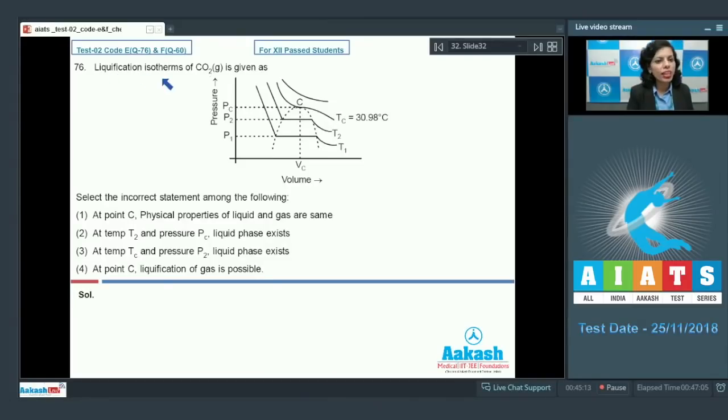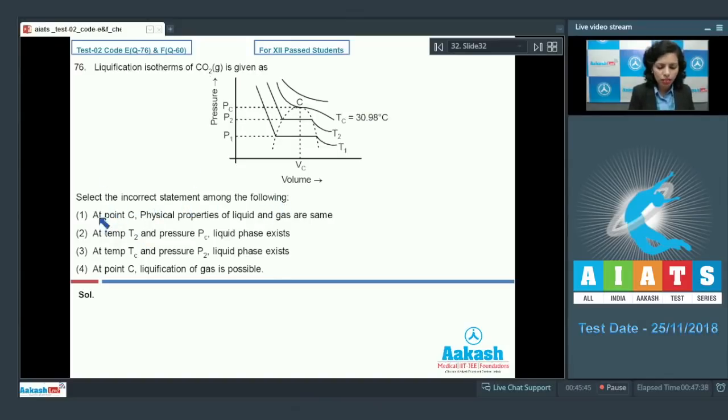Question number 76. The liquefaction isotherm of carbon dioxide is given as a graph in which certain isotherms are plotted between pressure and volume, and we have this TC value of 30.98 degrees Celsius. This is the critical temperature for carbon dioxide gas, and we all know that critical temperature is that temperature above which a gas cannot be liquefied whatever be the amount of pressure applied. So we have different statements and we have to select the incorrect statement among the following.